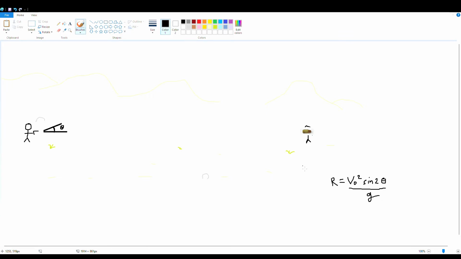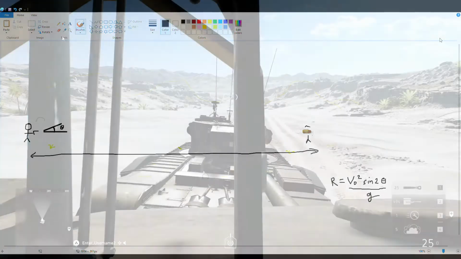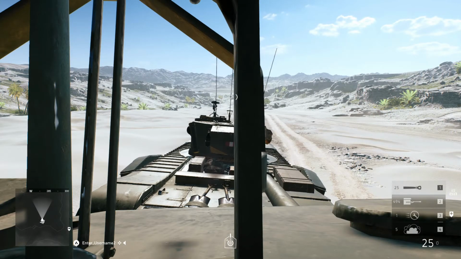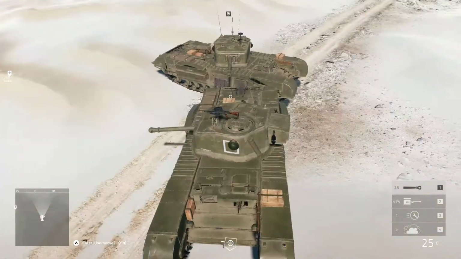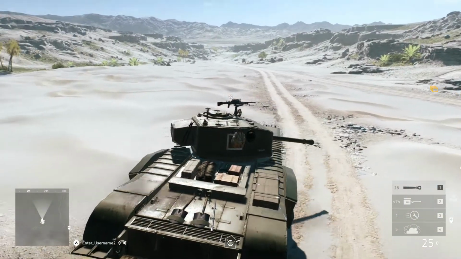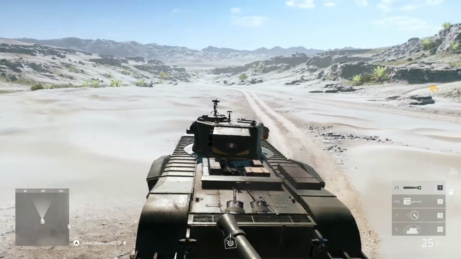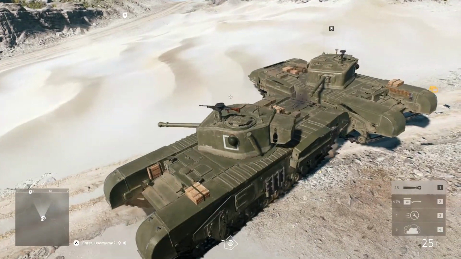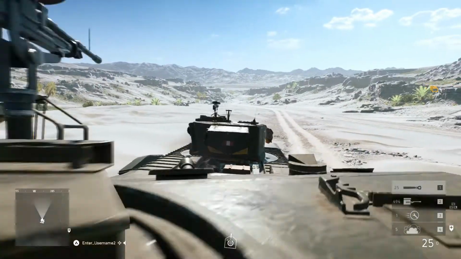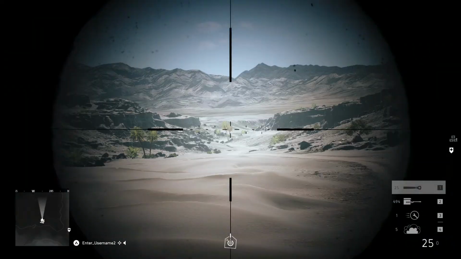So the first step we're going to take is to find the distance between you and the other person. Alright, so we're going to do this experiment in this game called Battlefield 5. Where my tank is right now is pretty much where my friend is going to be standing, and where my mouse is pointing at right now is where I'm going to be standing from.